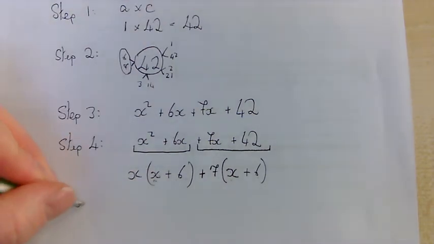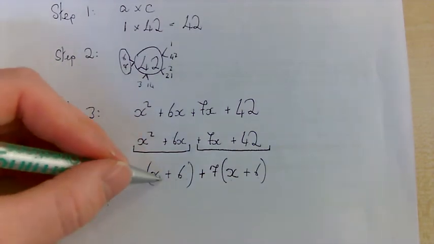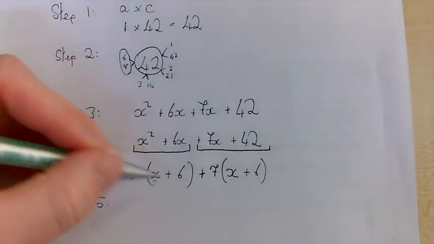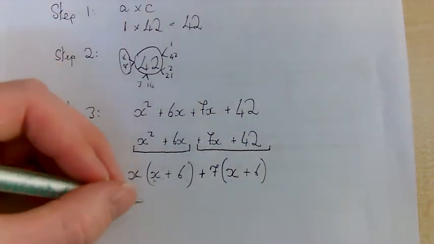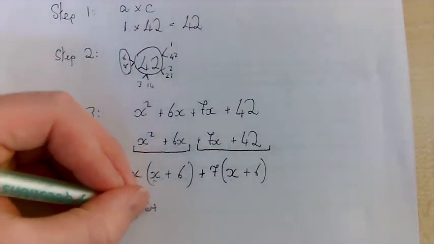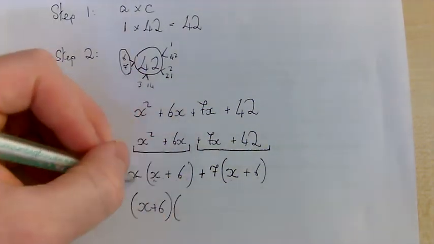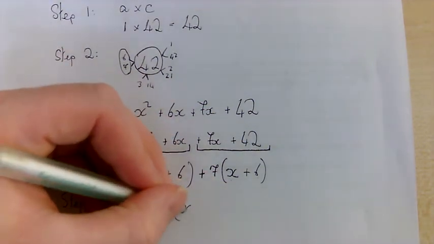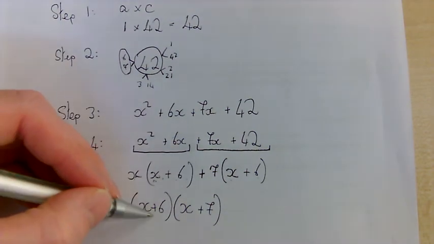Step 5, and it is the last step, so tidy this up. Because we've got x multiplied by everything in the bracket and 7 multiplied by the same thing, we can write x plus 6 down once, and we can multiply it by everything outside the bracket, which is x plus 7, and that is our quadratic factorised.